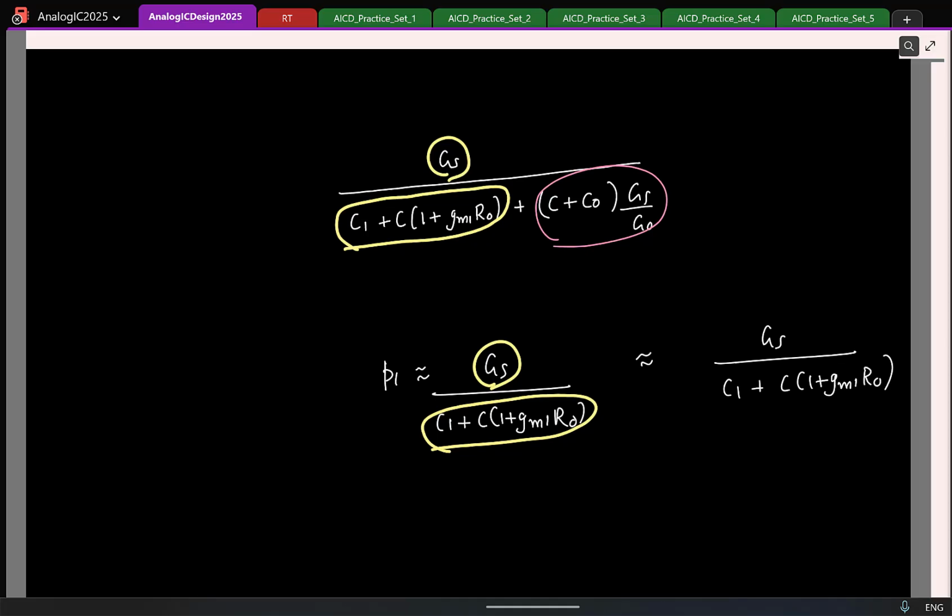So we'll stop here and we'll continue and understand why the high frequency pole makes sense.